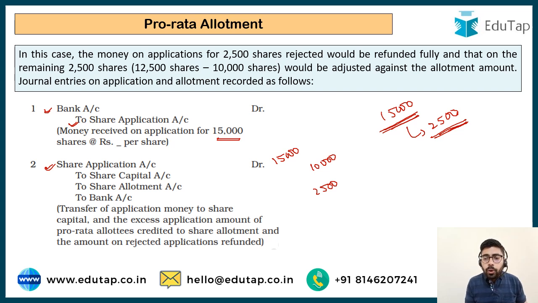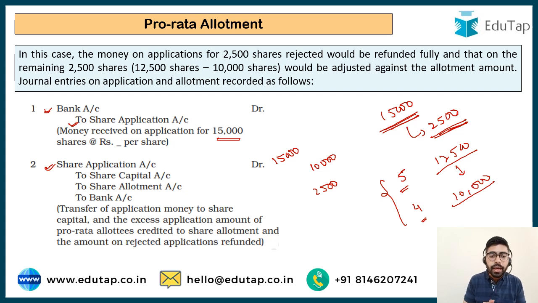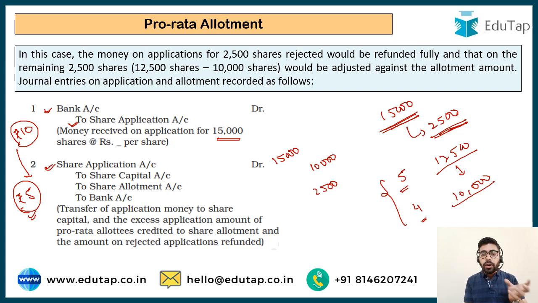Now for the 12,500 shares, we only allotted 10,000 shares. For the shareholder who had applied for 5 shares, we only allotted him 4 shares. So this is the ratio in which the shares were allotted by the company. Now, the company does not refund the excess money. The company says, okay, I have received this excess money from you, but I did not call the entire amount of the shares at the time of application. The share was worth rupees 10, and the company only called up rupees 5 at the time of application, and the balance rupees 5 was to be called at a later stage.